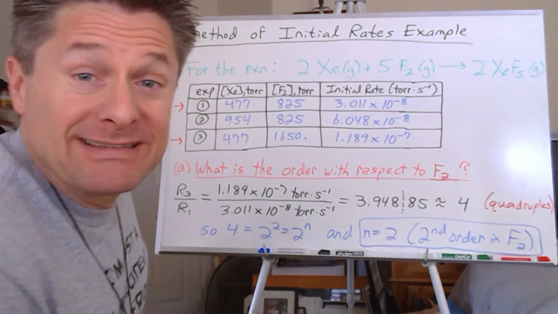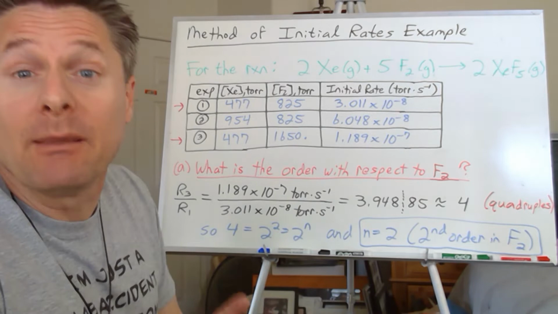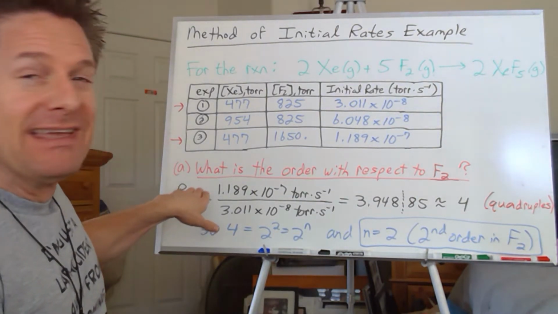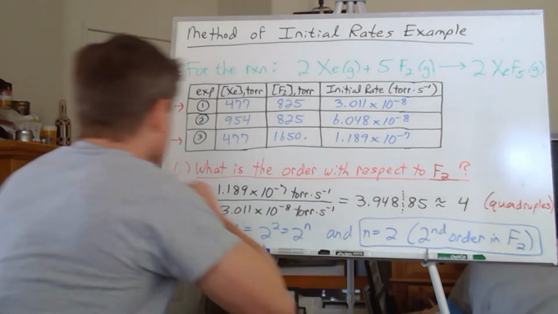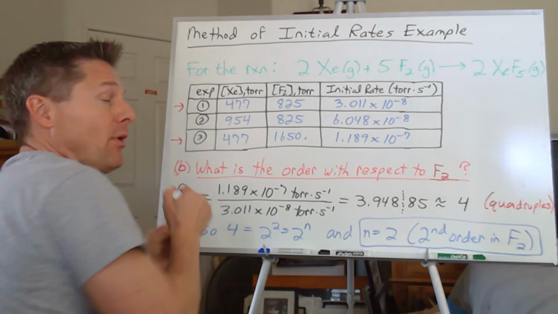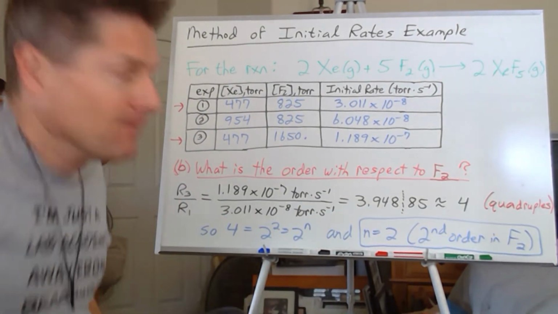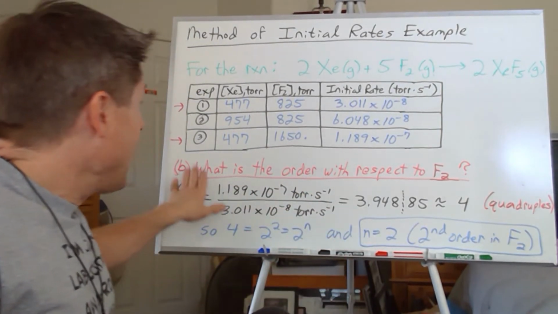All right, let's see if I got any mistakes on here. Hopefully not. If I make a mistake, let me know. I don't know how you let me know after you watch this video. All right, anyway. So we're trying to figure out, oh, this should be B now. So part A, we figured the order with respect to the first reactant, xenon. You don't have to go in the order I did. You could have done fluorine first. It really doesn't matter.